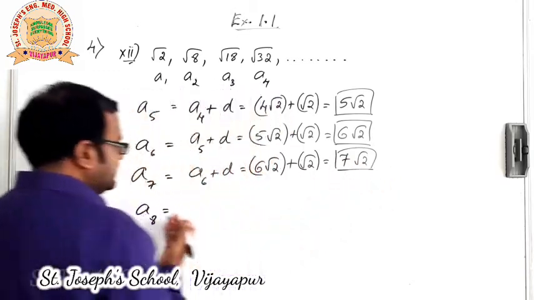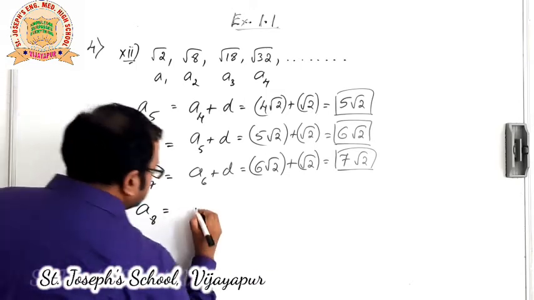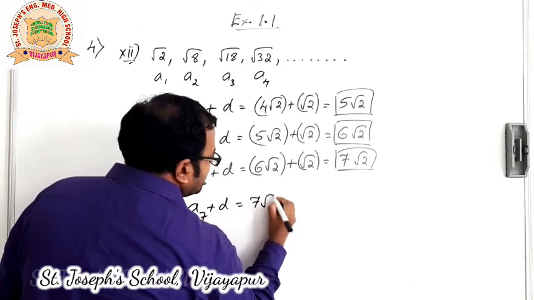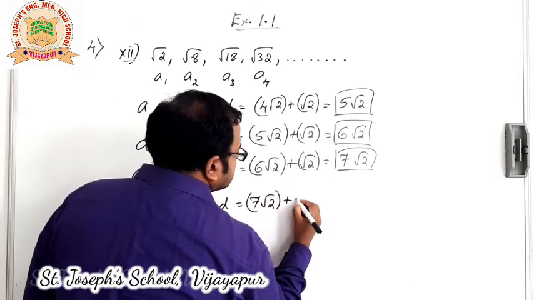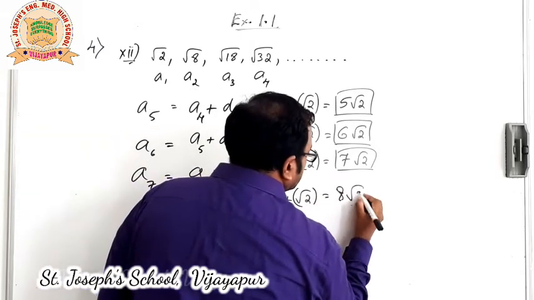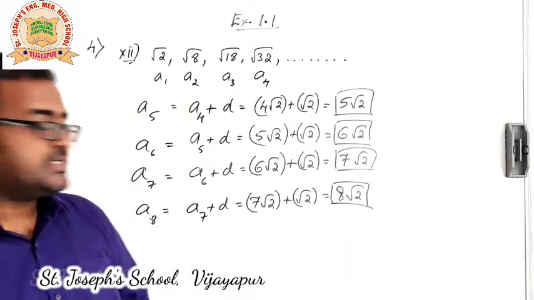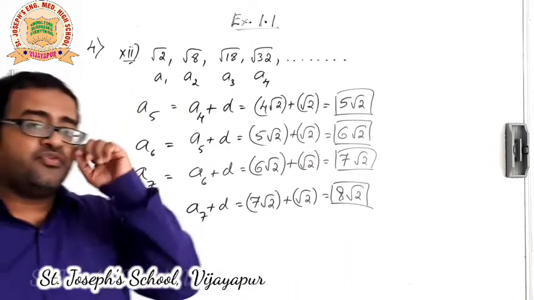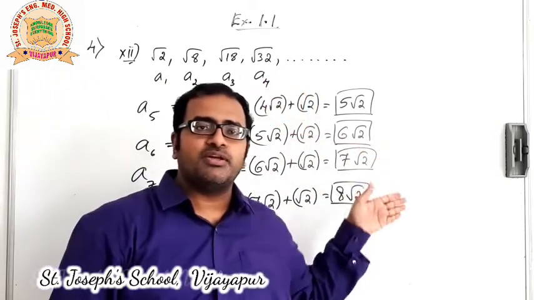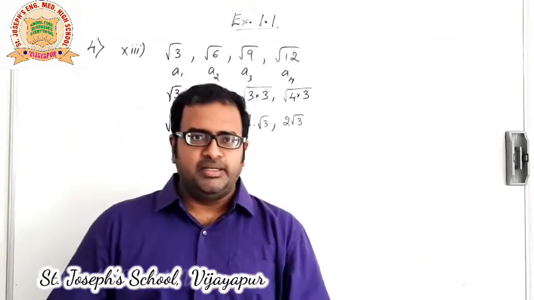Very similarly, the last one, it's easy, I suppose. You can solve even before I solve, please. So, that is A7 plus D, which is equal to 7 root 2 plus root 2. That is equal to 8 root 2. So, you can write just at the end, a sentence saying, therefore, the next 4 terms are, what are the next 4 terms? 5 root 2, 6 root 2, 7 root 2 and 8 root 2. Good. Now to sub question number 13.